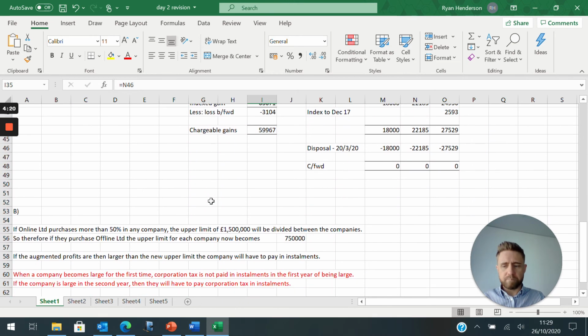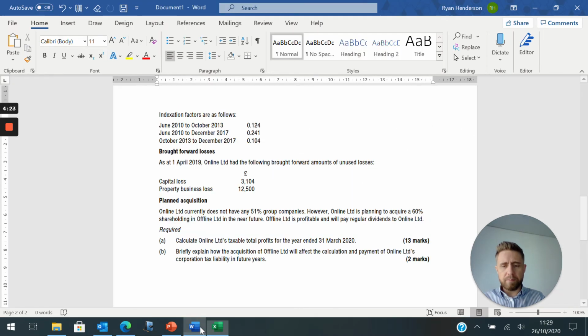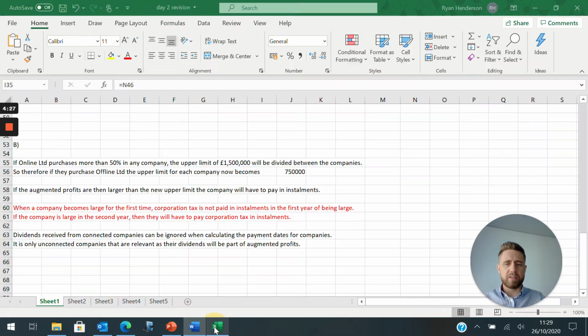Then also Part B was simply asking you to explain how the acquisition will affect the corporation tax liability in future years. Now, this is purely theory here, so this is bringing in technically groups from a corporation tax perspective and associated or unassociated companies. So what you have to then consider is what would be the treatment, what would be the impact, and it is requiring some explanation here.